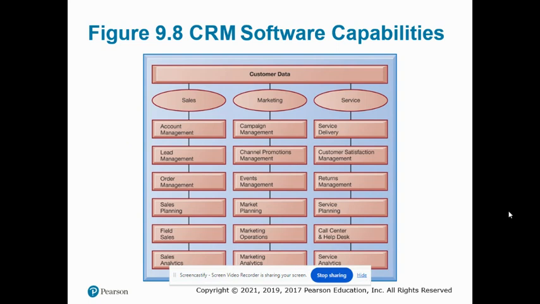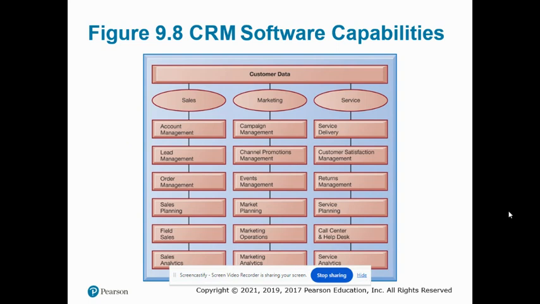The major CRM software products support business processes in sales, service, and marketing, integrating customer information from many sources. Included is support for both the operational and analytical aspects of CRM. This graphic illustrates the range of functions included in the sales, marketing, and service modules.